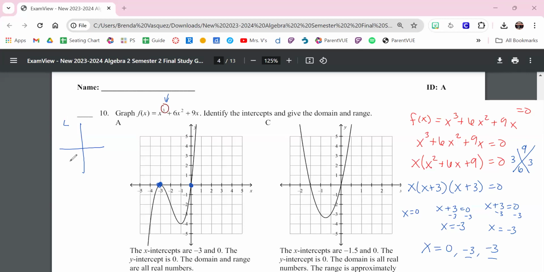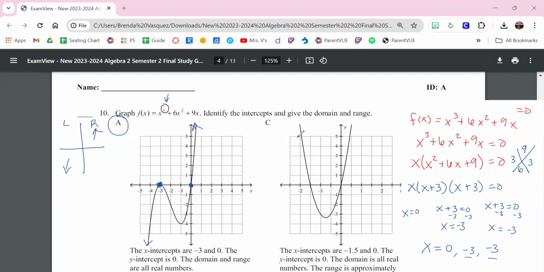From the left side, it should come from the bottom, so it should be down. On the right side, it should go up. Does this one go to the bottom on the left side and go up? Yes, it does. So far, A is looking like a winner. Let's go ahead and analyze the rest of them.